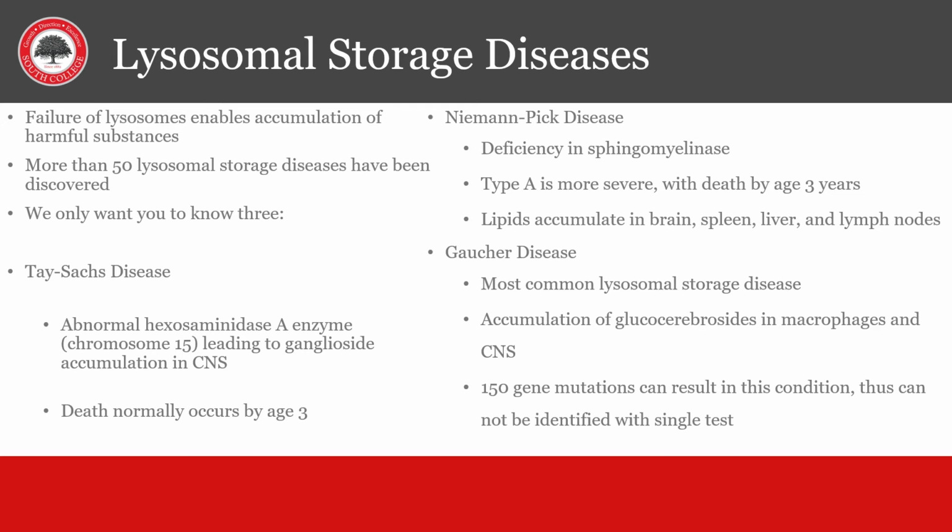Niemann-Pick disease is next up and also results in early mortality in children. It is mostly brought about by lipid accumulation in the brain, spleen, liver, and lymph nodes. Lastly, Gaucher disease is the most common of the 3, and is most difficult to identify of the lysosomal storage diseases.